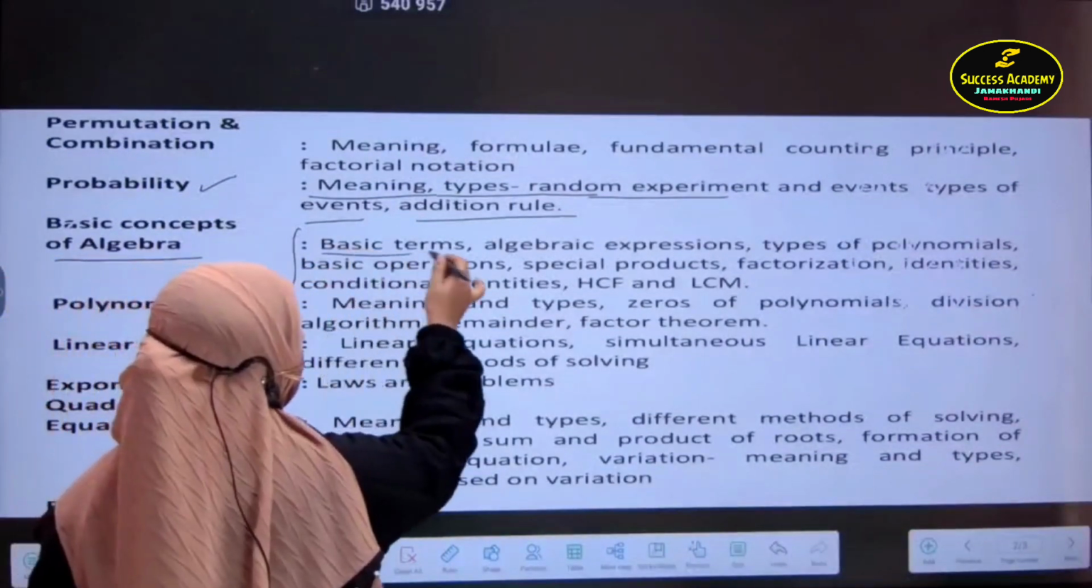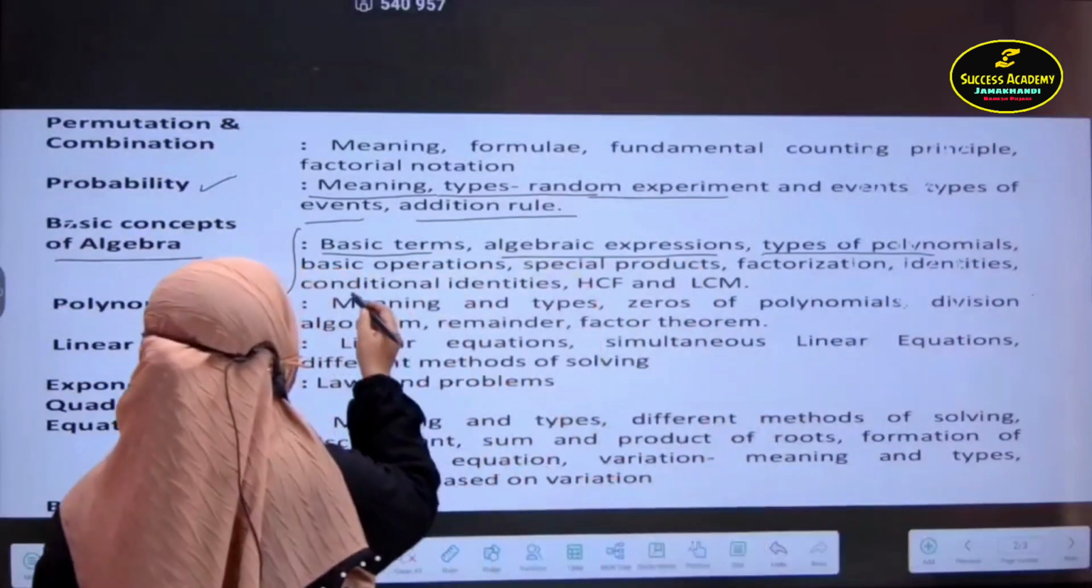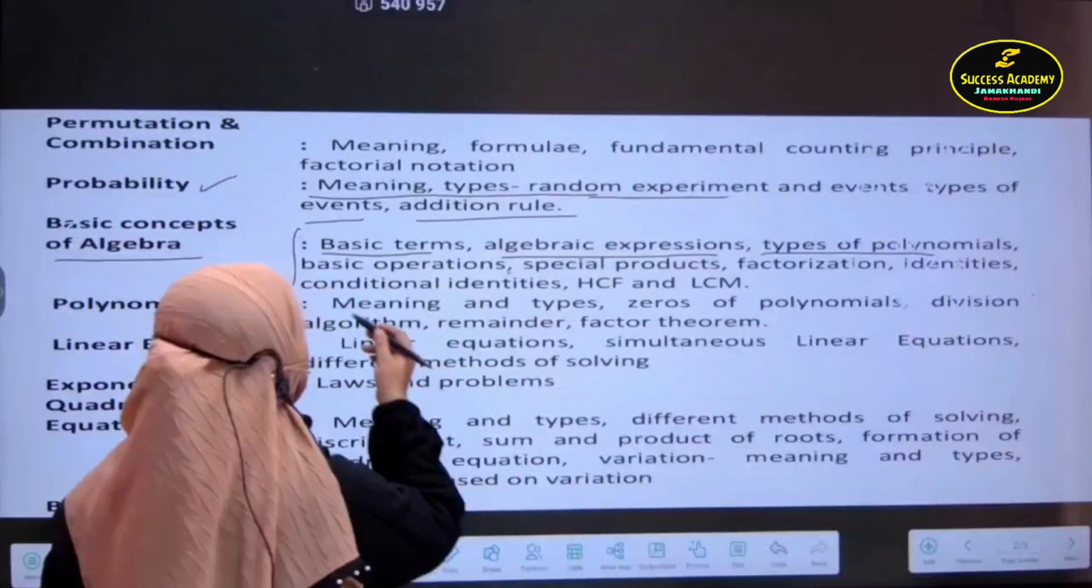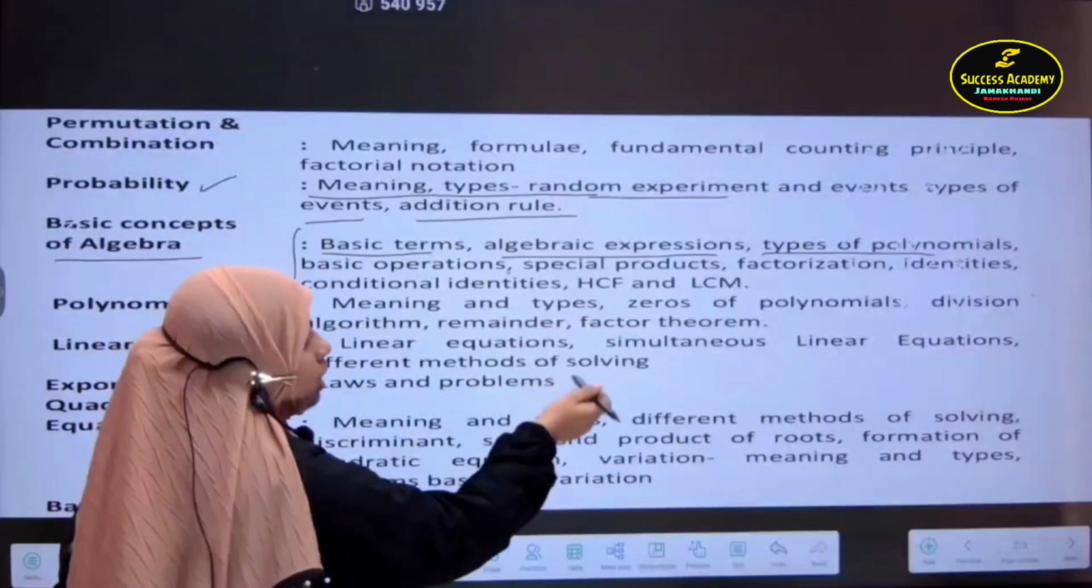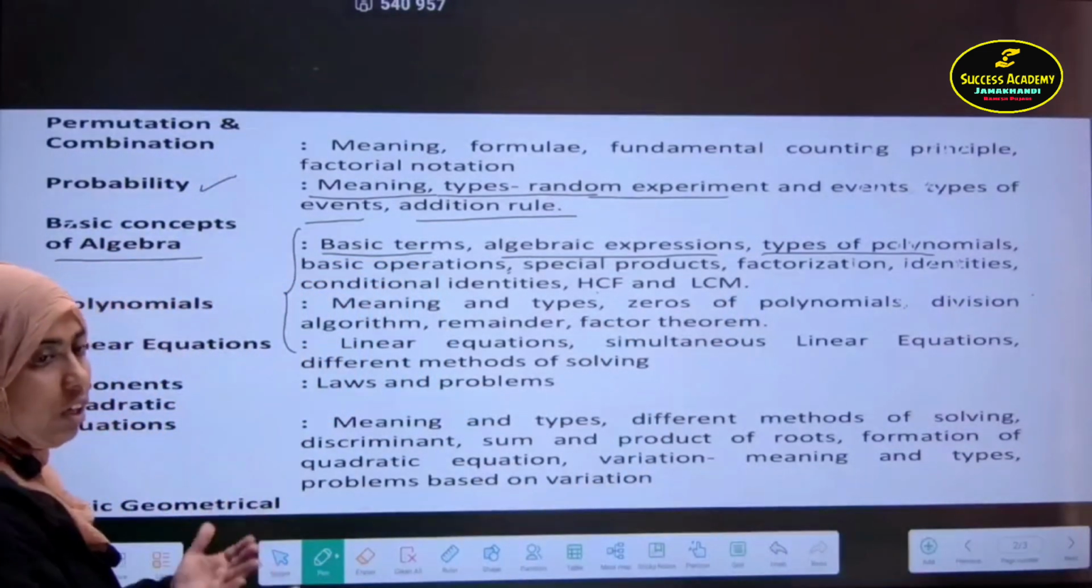Basic terms of algebra, algebraic expressions, types of polynomials. Next, basic operations, special products, factorization, identities, conditional identities, HCF, LCMs. These are the basic rules which we are learning since years.